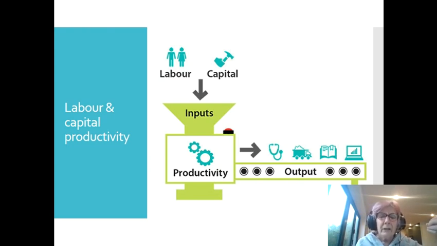Someone with advanced agricultural machinery can grow more on their land than a farmer who just has a shovel. So it's about having the right tools, it's about having the best tools and the best technology, and of course the best trained labour force. And if we put those two together, the better the capital technology, the better trained our labour force, the more productive our resources are going to be.